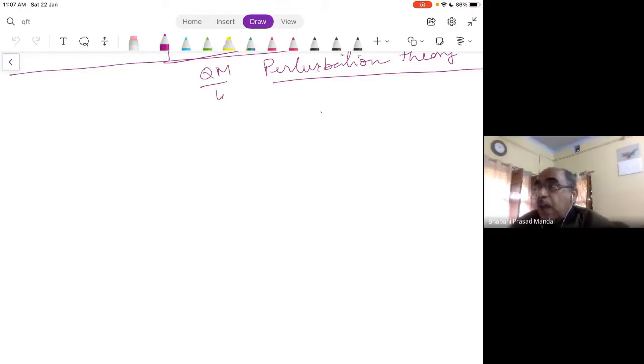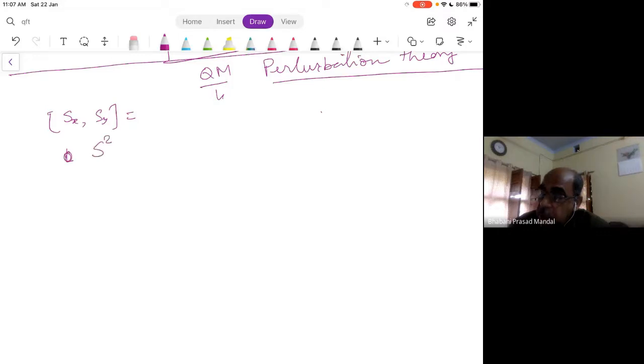No, Lz is the diagonal basis. Suppose that is your angular momentum. Then in angular momentum you know that your Sx and Sy don't commute, right? So that means you cannot measure them simultaneously. So in any angular momentum system, what you can do is measure your total angular momentum, say S, or let me write L, L square and Lz, one of the components.